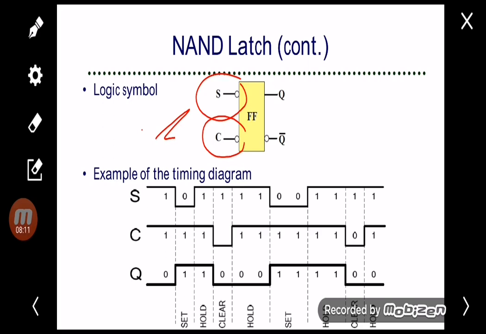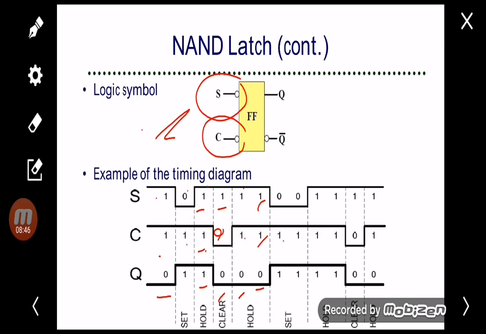So you can see here, the first one, S is 1, C is 1. So it's supposed to be 0. Alright, 0, 1, it will get 1, set. 1, 1, it becomes hold. 1, 0 is supposed to get clear. That's why we get clear. 1, 1, we get hold. 1, 1, hold again, which means it remains unchanged.